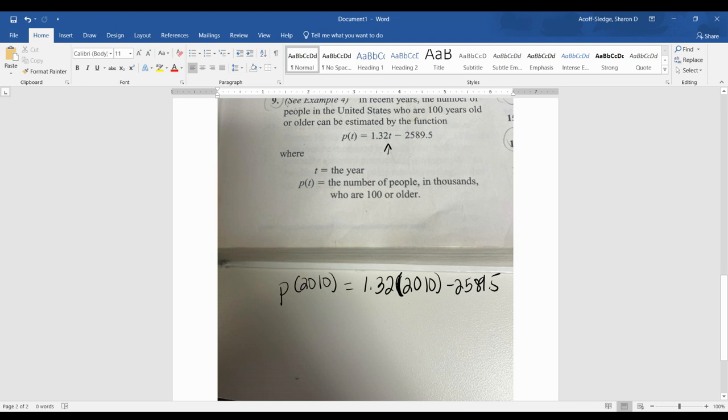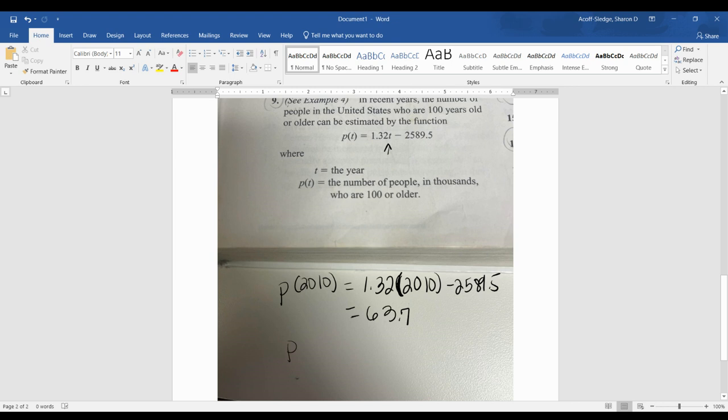And then I'm going to use a calculator. 1.32 times 2010, and then that's minus 2589.5. So it is 63.7. The number of people in the U.S. who are 100 years or older can be estimated by this. So this is 63.7 thousand people in 2010.